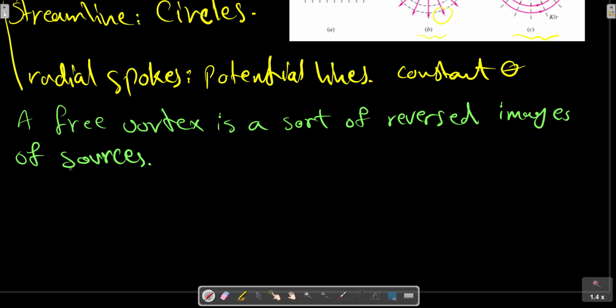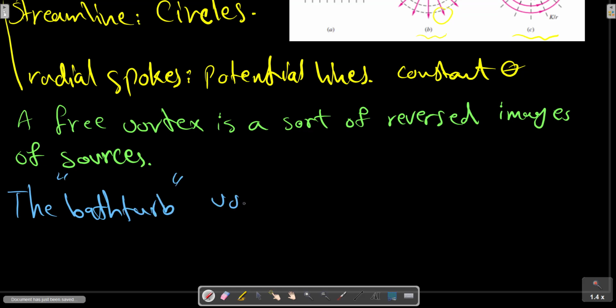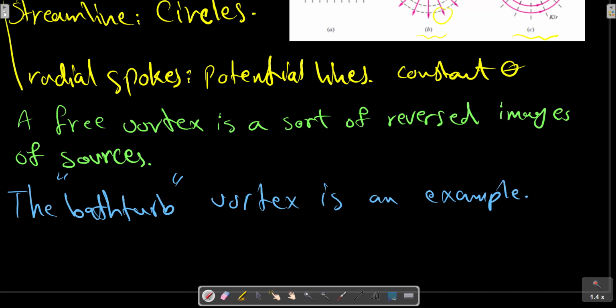The bathtub vortex formed when water drains through a bottom hole in a tank is a good approximation to the free vortex pattern. So let me write an example: the bathtub vortex. This is the end of this section. The next section is about superposition of various elementary flow patterns.